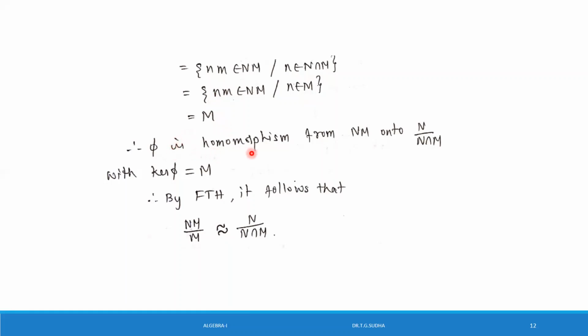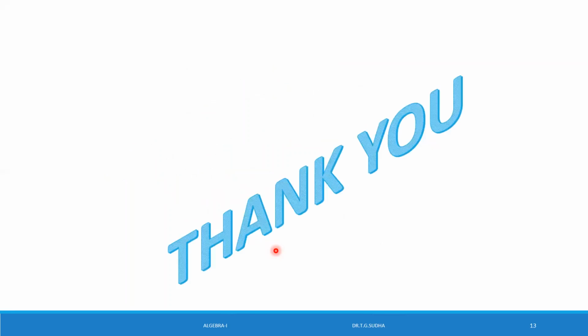Now, phi is a homomorphism from NM onto N by N intersection M with kernel of phi equal to M. Therefore, let us use the fundamental theorem of homomorphism, and it follows that the domain, that is NM, divided by the kernel of phi, that is M, is isomorphic to N by N intersection M. Hence, this proves the second isomorphism theorem. Thank you.